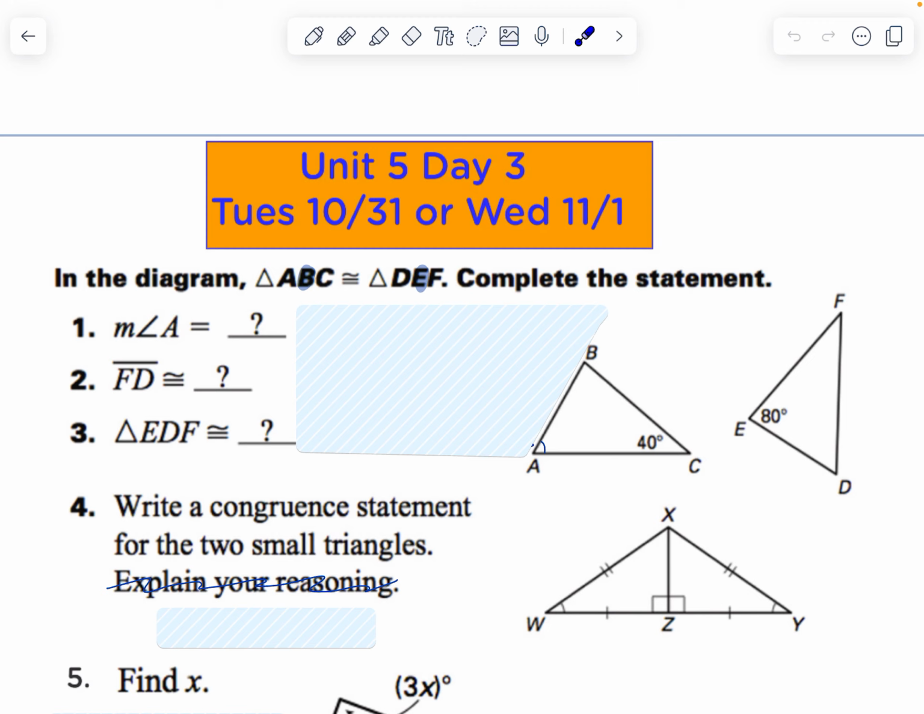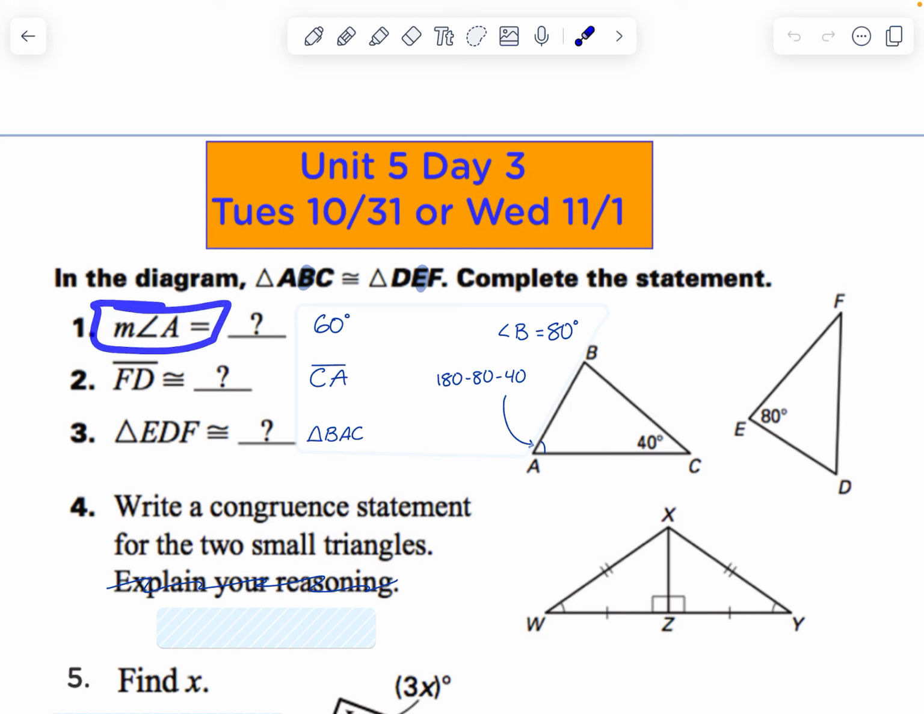In the diagram, triangle ABC is congruent to triangle DEF. Remember that statement right there tells us everything that we need to know. We are looking to find the measure of angle A, what segment FD is congruent to, and to rewrite the triangle congruent statement. Let's talk about it.